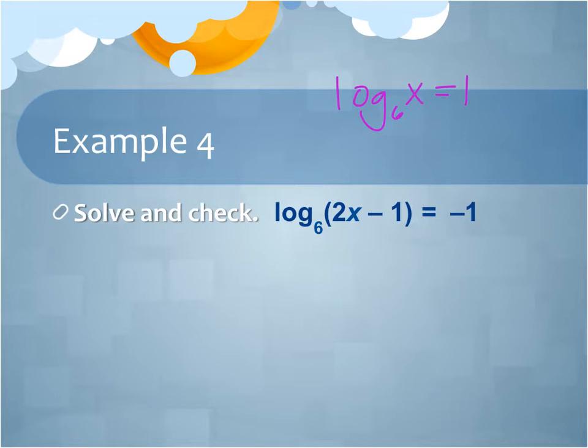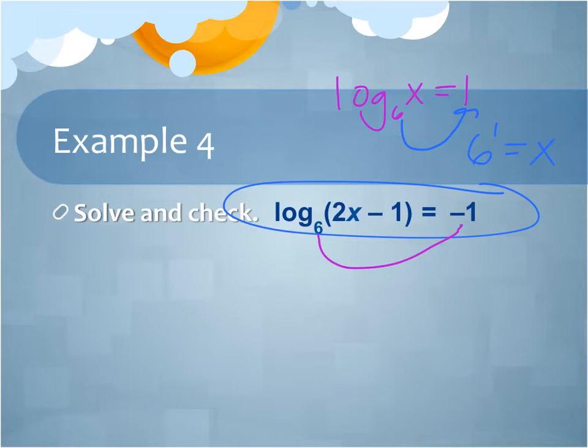6 to the power of 1 is x. Good. So the little number, the base, comes over, picks up the one that's on the other side, and drops off, leaving the number that was next to the log by itself. So I'm going to do the same thing here. The 6 comes over, picks up the negative 1, and then drops off, and I get 2x minus 1.